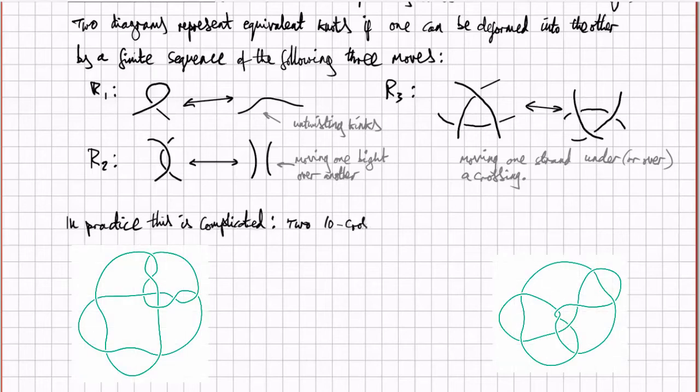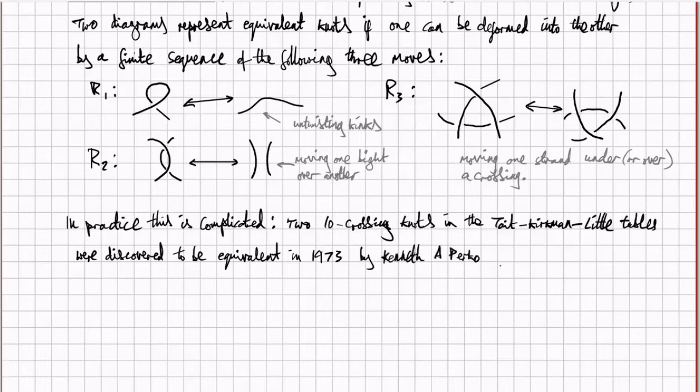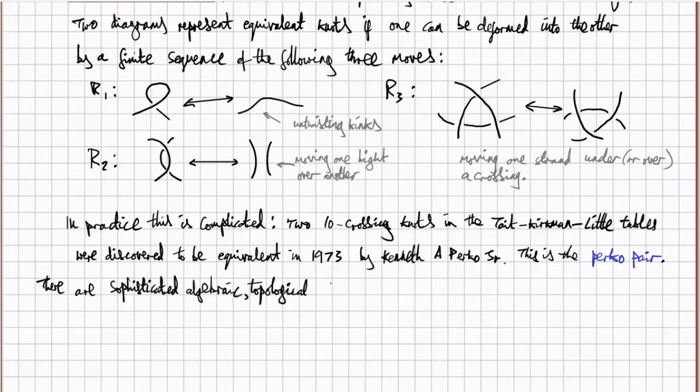Now in practice this is actually more complicated than it sounds, and there were two particular 10 crossing knots in the Tait-Kirkman-Little tables that basically about 100 years later, in about 1973, were discovered to actually be equivalent knots. And this was discovered by a mathematician and lawyer called Kenneth A. Perko Jr., and we call this pair of knot diagrams the Perko pair after him.